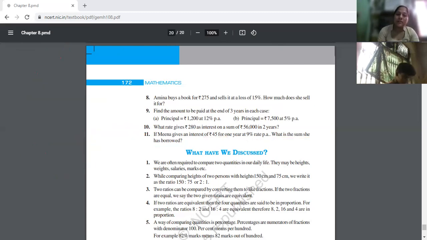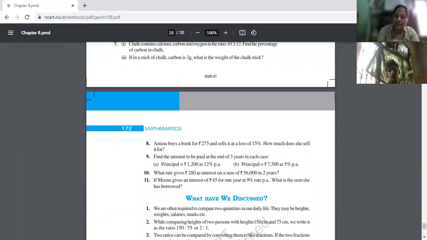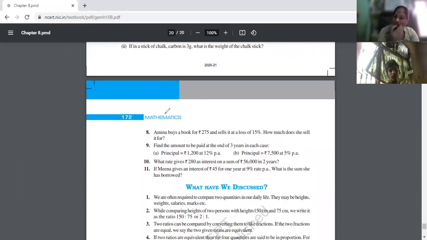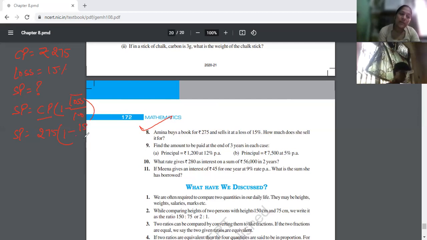Okay, Deep. Sorry, that was my mistake. We did a question wrong. That is question number 8. We will do it again. What is the CP? That is rupees 275. And the loss is 15%. You have to find out SP, the selling price. Formula for SP is CP into 1 minus loss upon 100. SP is equal to 275 into 1 minus 15 upon 100.